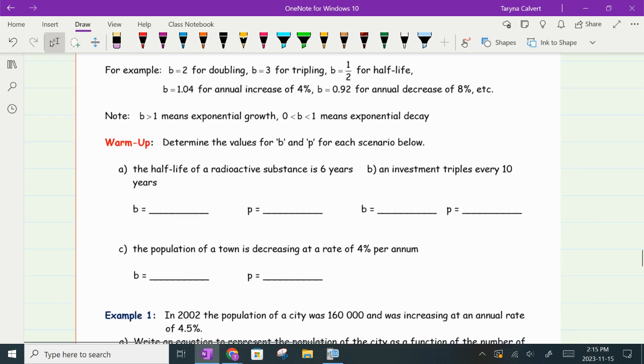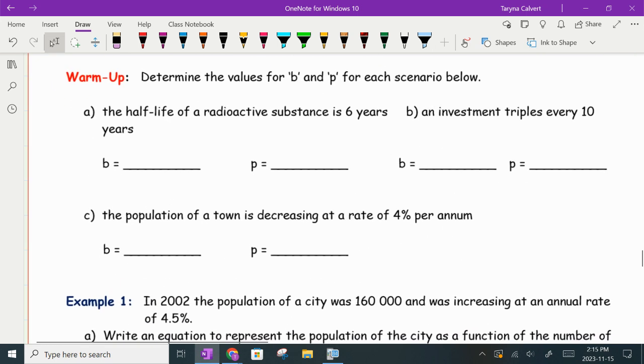All right, so let's take a peek here. The warm-up is just making sure that you can pull the B and P pieces out of a word problem. For A, I apologize, this years is supposed to be way over here. I didn't fix that, so the years should be here.